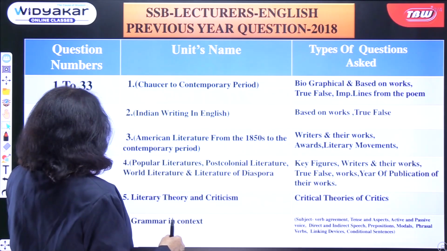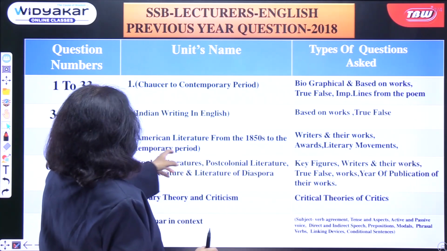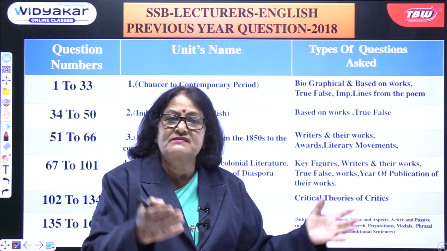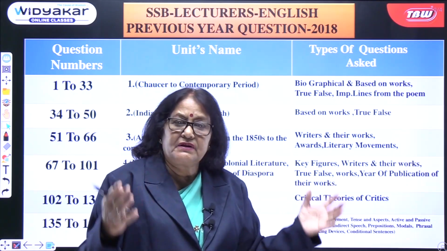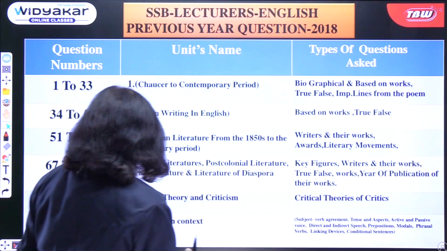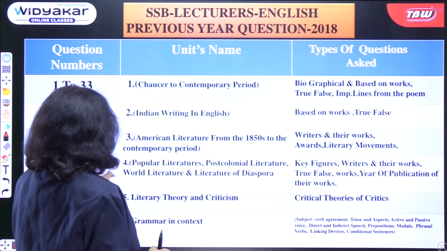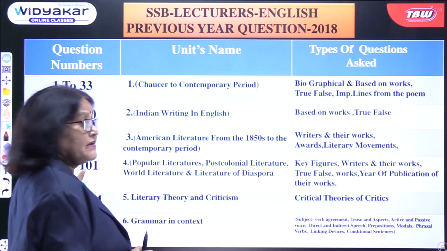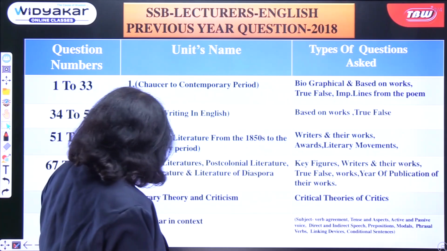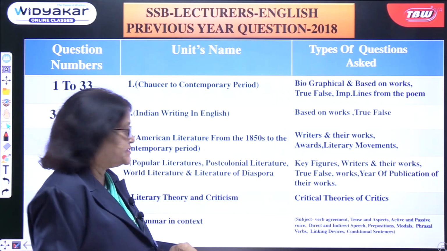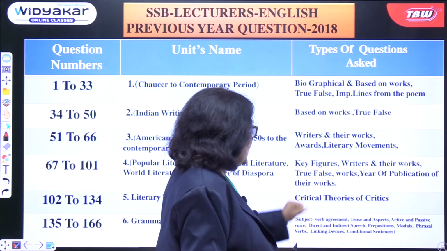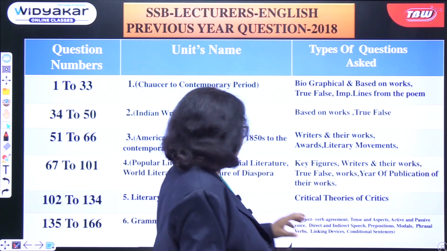From 51 to 66, American literature from 1850 to the contemporary period. Writers and their works, their awards, the literary movements, transcendentalism, and what Eugene O'Neill used, expressionism, all these things came. From 67 to 101, it is popularity. Importance was given more on world literature: popular literature, post-colonial literature, world literature and literature of the diaspora. Key figures, writers and their works, true or false, year of publication of their works.